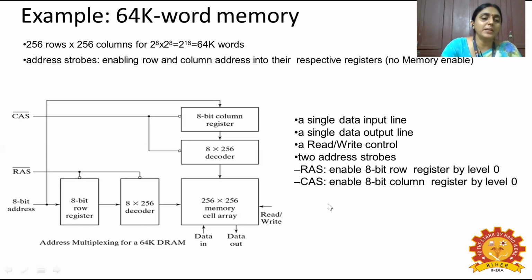And this address multiplexing for a 64K dynamic RAM is given here in the diagram. Here it involves the 8-bit column register as we discussed, an 8-bit row register, and an 8 into 256 decoder is used.